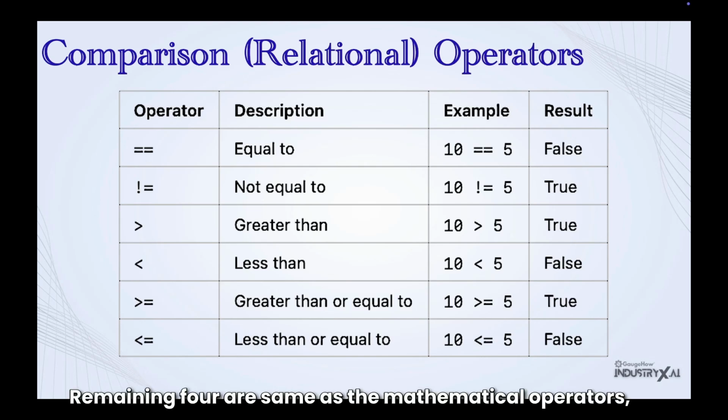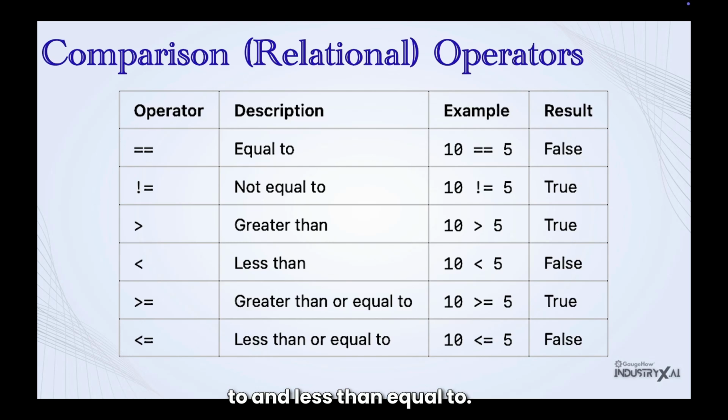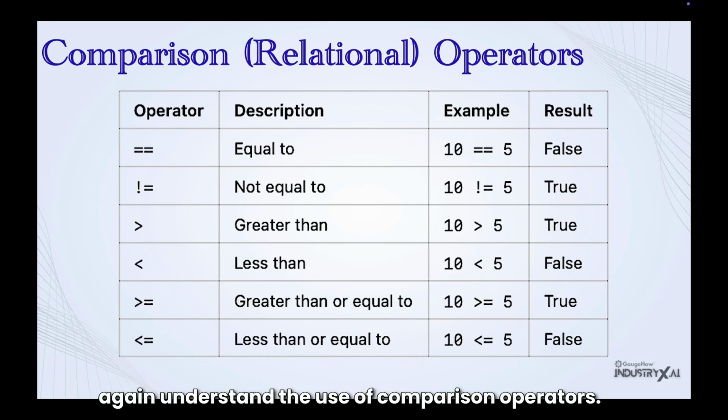The remaining four are the same as the mathematical operators: greater than, less than, greater than or equal to, and less than or equal to. If the provided values satisfy the given operator condition, then we will get the output true, else we will get the output false. You may refer to the examples provided here to understand the output. We will go to VS Code to again understand the use of comparison operators.